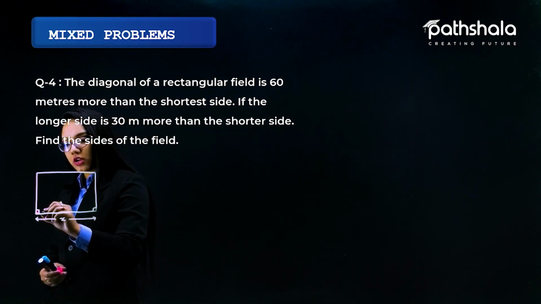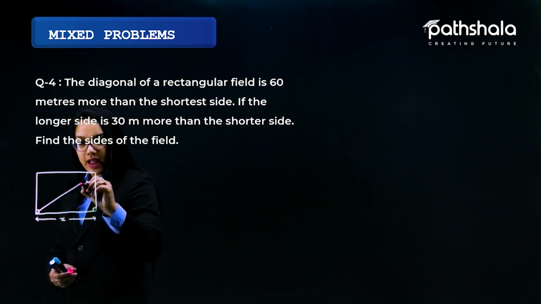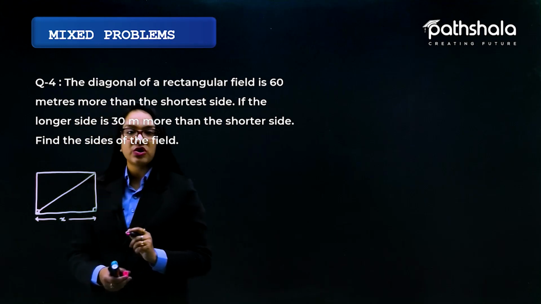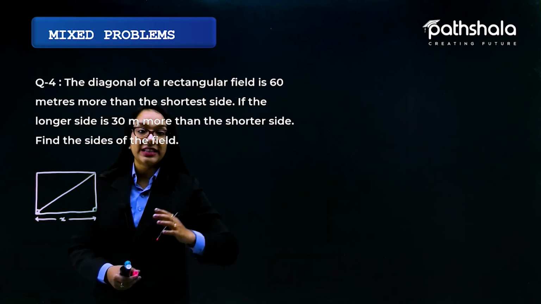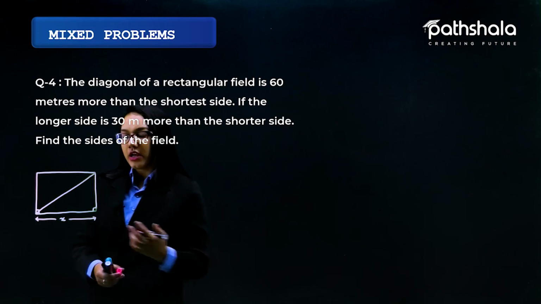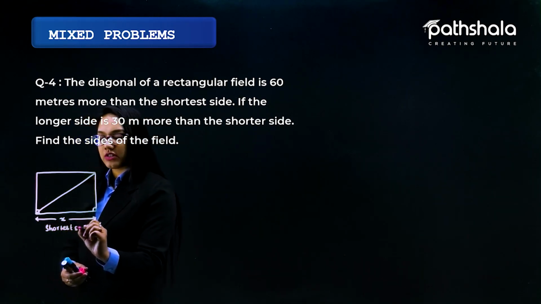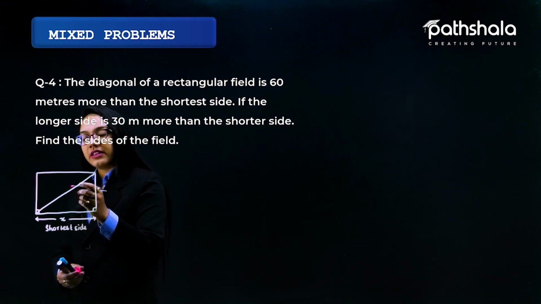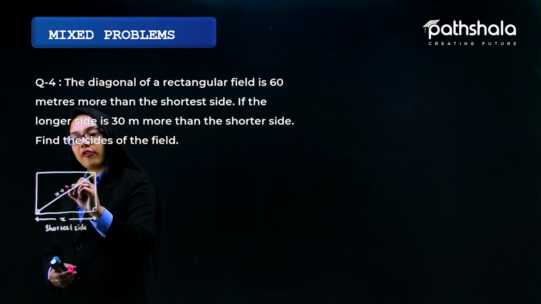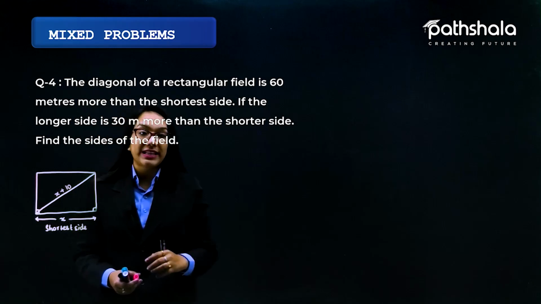So if it is talking about the diagonal, let us suppose I am drawing this diagonal over here. As per the question, the diagonal is 60 meters more than the shortest side. So if this is my shortest side, then the diagonal should be x plus 10, because it is 10 more than the shortest side.